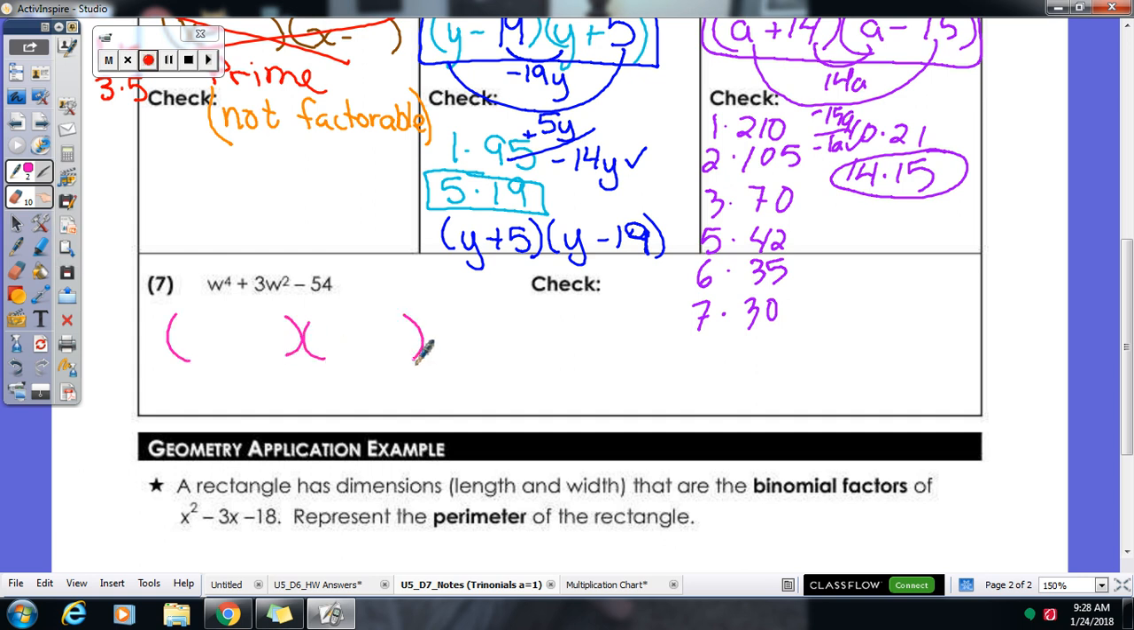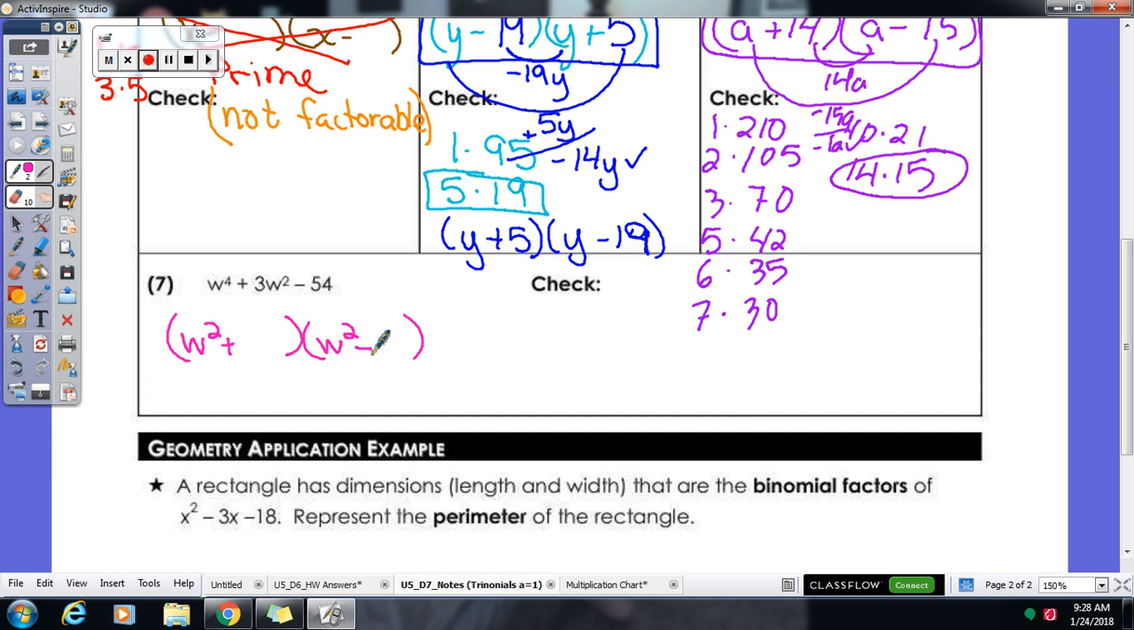So now 7 is a little bit different because instead of it being w squared at the beginning, it's w to the 4th. But our steps are all going to be the same. So our signs are going to be what? Same or different? Different. Before, we would take x squared and break it apart into x to the 1st and x to the 1st. If you have w to the 4th, we break it up into w squared and w squared. You just take your exponent and divide it by 2.